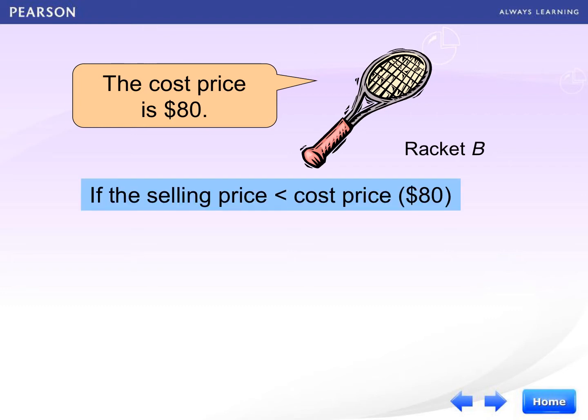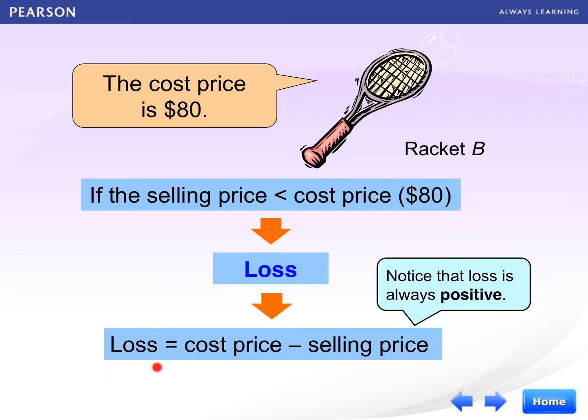We have to think that this time the selling price is less than the cost price. So in this case, we have a loss, we don't have profit. And the loss can be found by this, cost price minus selling price. So a loss is always positive because the cost price is greater than the selling price.